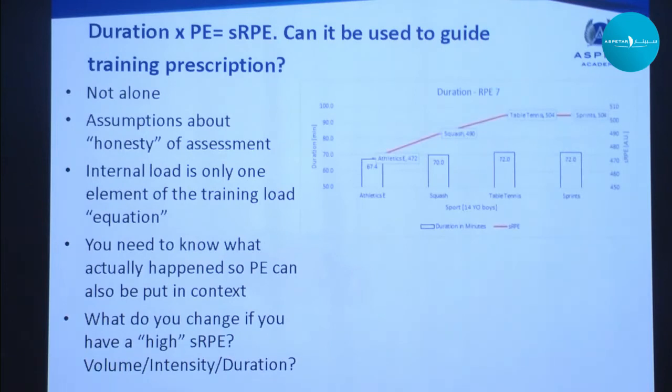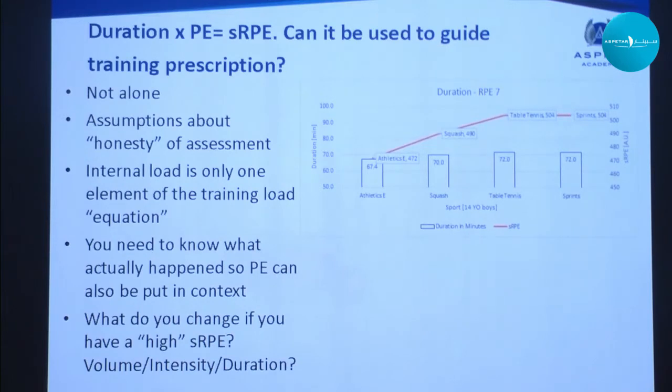And I'll make my case with this data. So these are young athletes, they do different sports, they train more or less for the same number of minutes. So session RPE is multiplying the time in minutes times the RPE. All these boys had the same RPE. So there's a squash player, table tennis player, a sprinter, and an endurance runner. The time is pretty similar. The session RPE, when you multiply, is pretty similar. There's about 100 arbitrary units of difference.